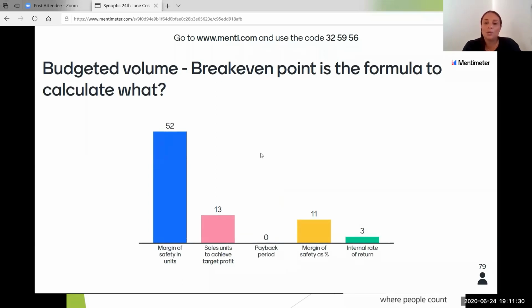Good. Well done, Joe, in the chat box. And well done to those 52 people that got that correct. You're absolutely right. It is the margin of safety in units. Now, again, I'm not going to ask what the margin of safety tells us because that's our next question that we're going to look at. So I'm going to have a look at the last question and then we'll have a little talk about what margin of safety is.